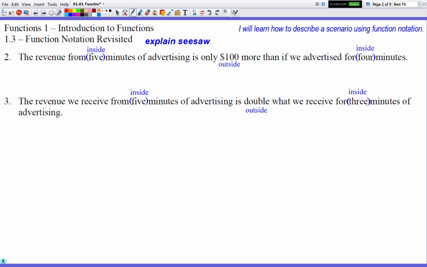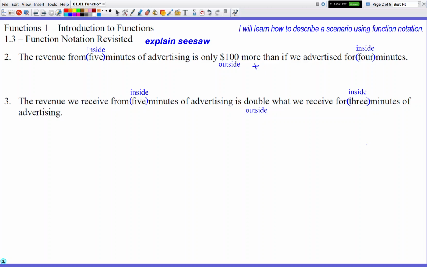Okay, so the revenue from 5 minutes. 5 is a number that connects to minutes, so we're going to put that inside the parentheses. Of advertising is only $100 more than, so $100, right? That's a dollar amount. That's not a minute amount. So we're going to connect that outside the parentheses, and we're going to add 100 because this is more than. If we advertise for 4 minutes, 4 is a minute value, so that's going to go inside.